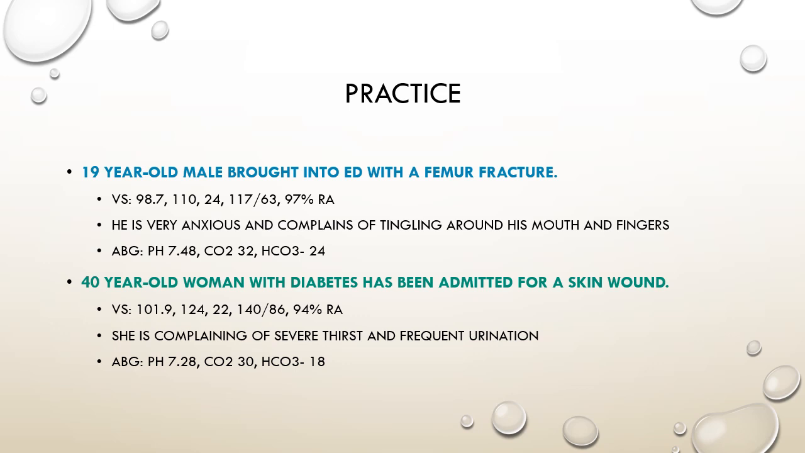So what we know of our arrows is that his pH is elevated, and that makes him alkaline, and his CO2 is low, and that makes it a respiratory problem because the arrows are moving in an opposite direction, and his bicarb is normal. So he would have a respiratory alkalosis from hyperventilation and pain.